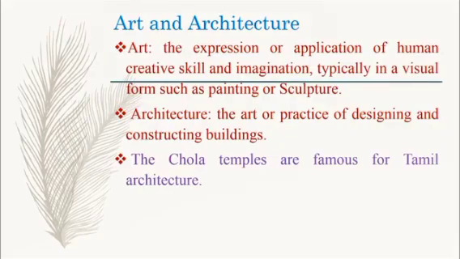Next, we are going to learn about art and architecture. First, we have to know what is meant by art. Art means the expression or application of human creative skill and imagination, typically in a visual form such as painting or sculpture. Architecture means the art or practice of designing and constructing buildings. So, the Chola temples are famous for Tamil architecture.